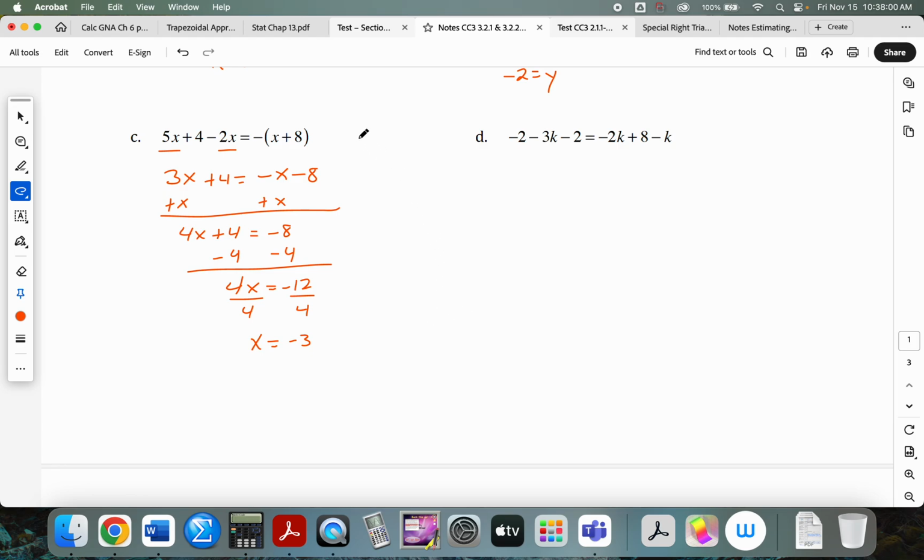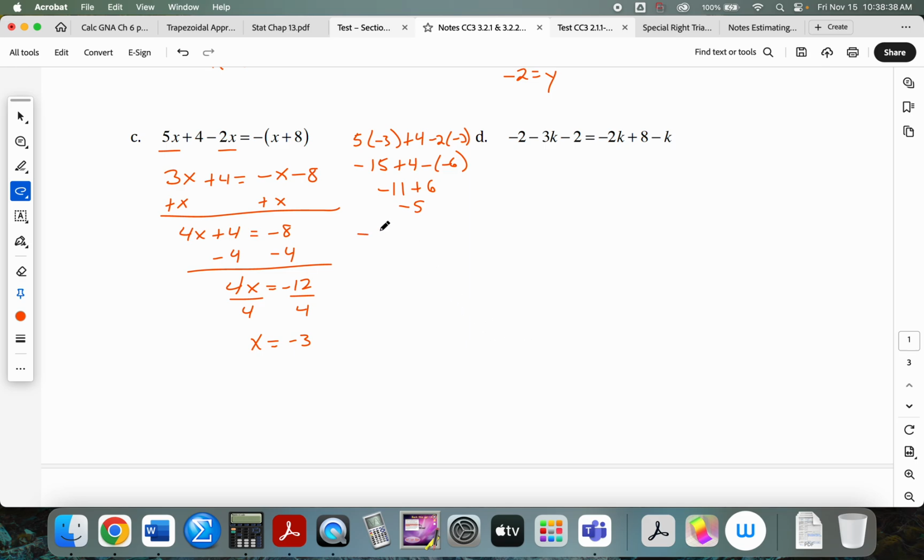We'll check it. 5 times negative 3 plus 4 minus 2 times negative 3. So that's negative 15 plus 4 minus 2 times negative 3 is negative 6. Negative 15 plus 4 is negative 11. Minus a negative 6 is the same thing as plus 6, as we talked about just a moment ago. So that side, the value is negative 5.